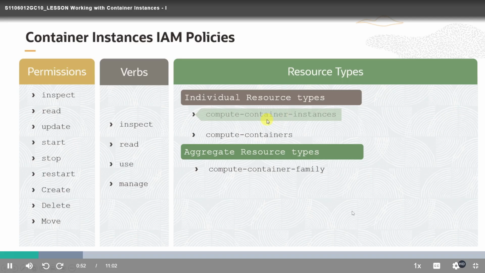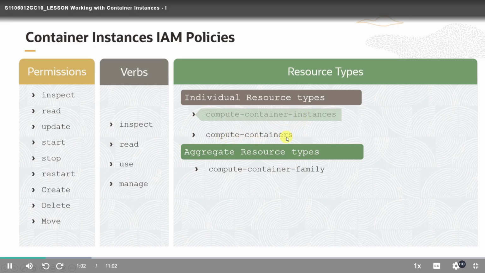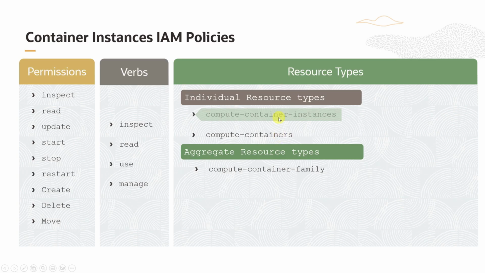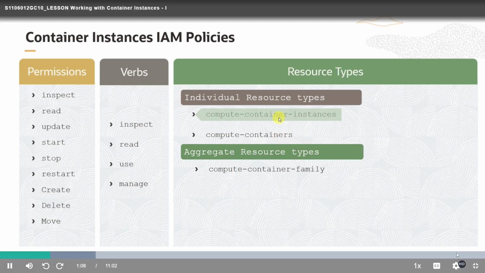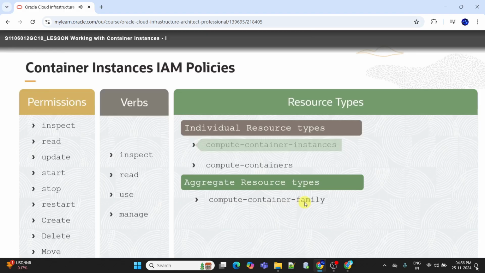As you can see, there are two different individual resource types that you can choose from. One is compute-container-instances. The other is compute-containers. These two individual resources can also be clubbed as an aggregate resource type under the compute container family.